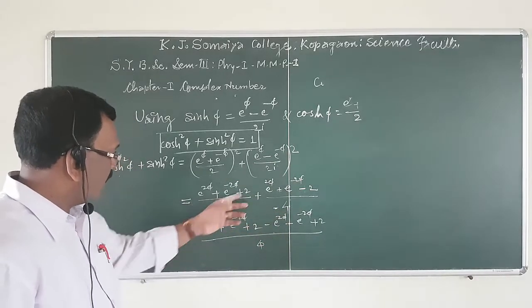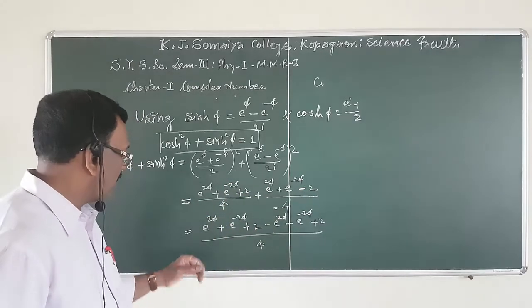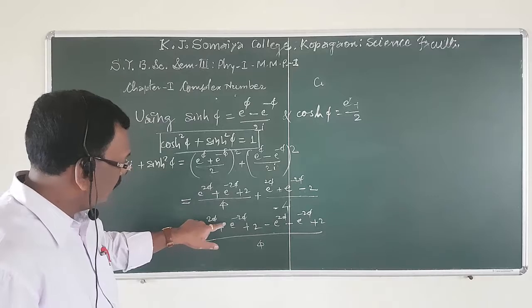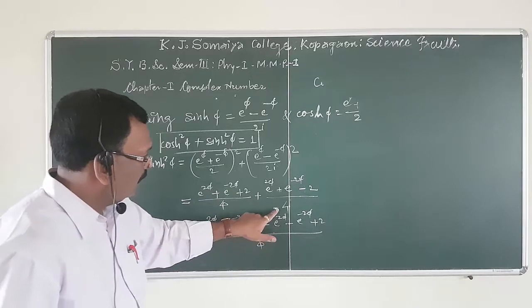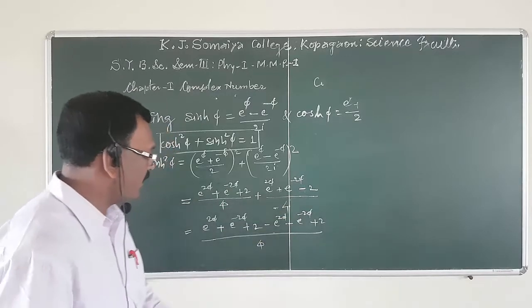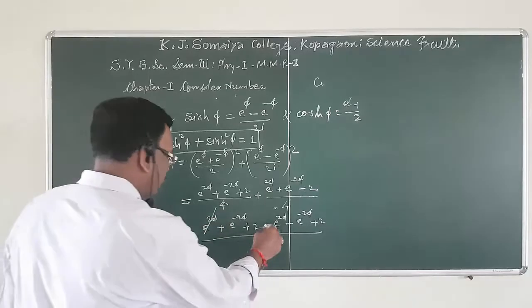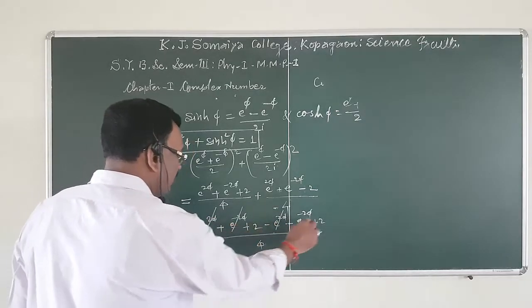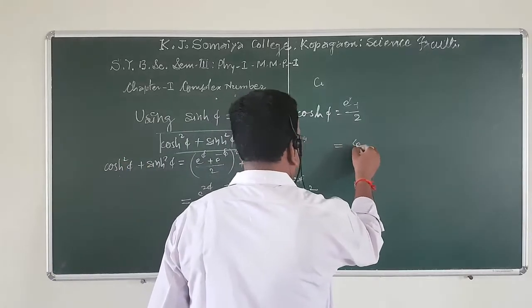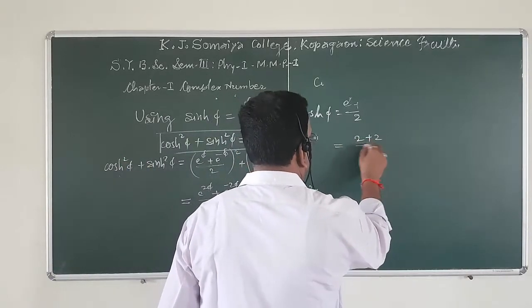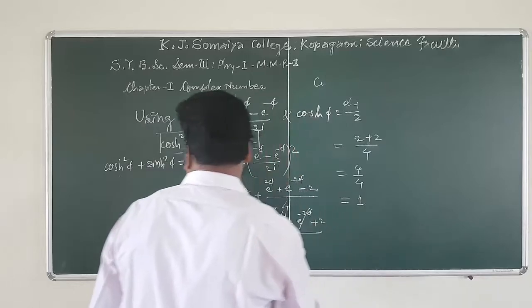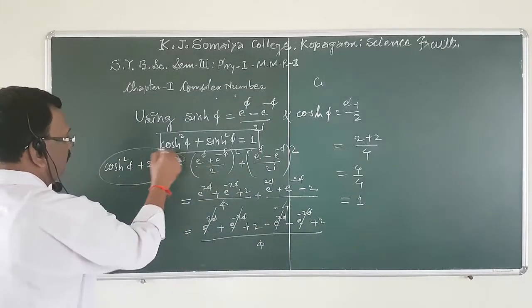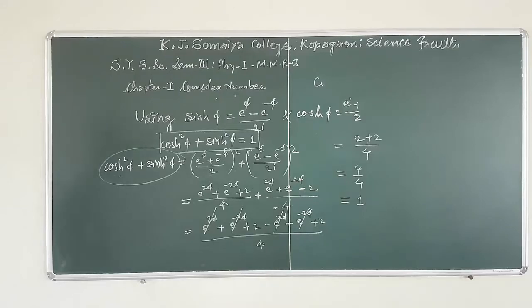Now, when we write these two equations together, then e^(2 phi), e^(-2 phi) plus 2 as it is, then minus plus minus, again minus plus minus and minus minus plus. Now, the first term getting cancelled with this term and this term getting cancelled with this term. Lastly, we have 2 plus 2 upon 4, or simply 4 upon 4, and it is nothing but 1. Therefore, the value of cos square phi plus sin square phi is equal to 1. Hence the proof. Now see the last problem.